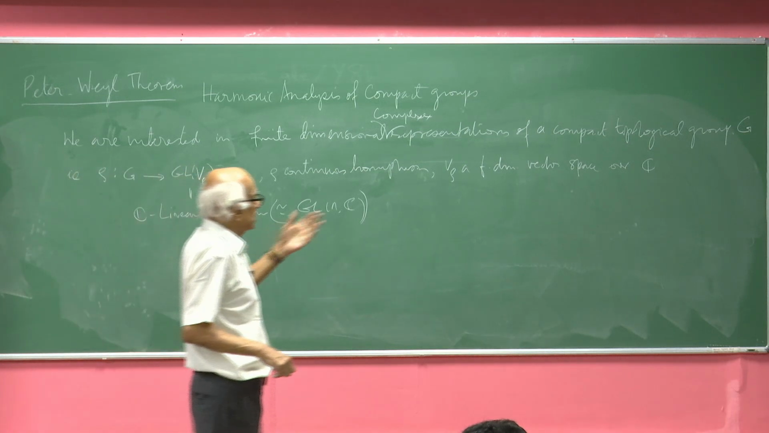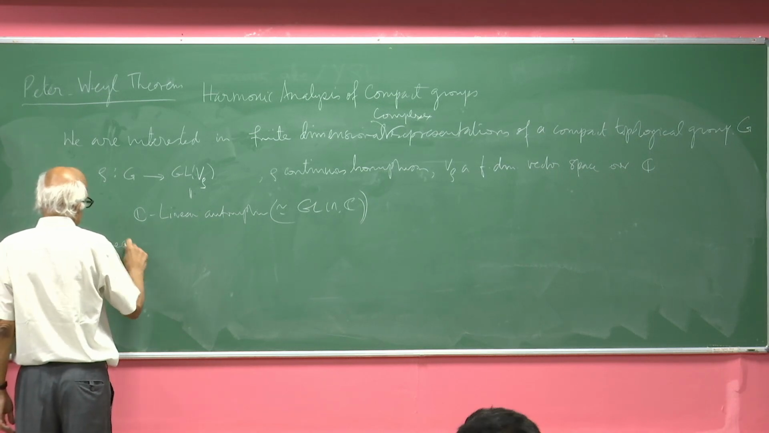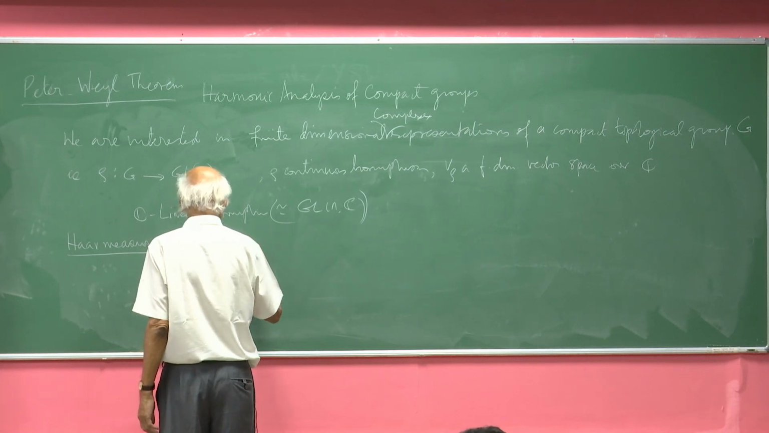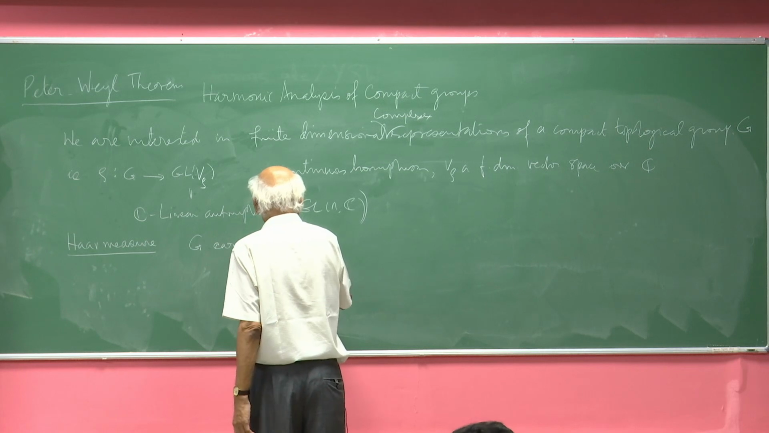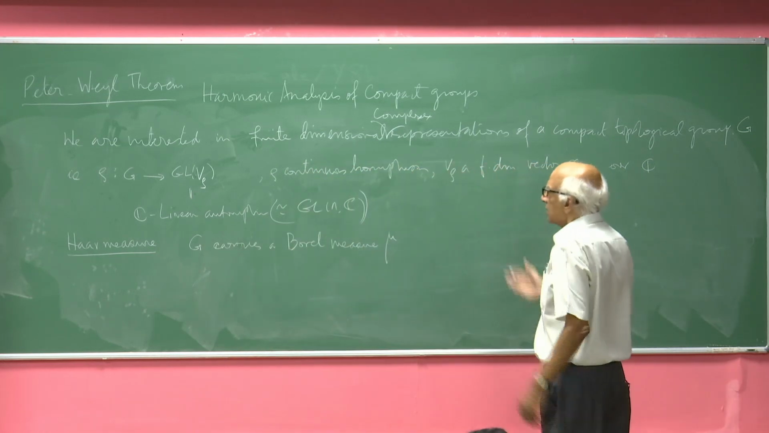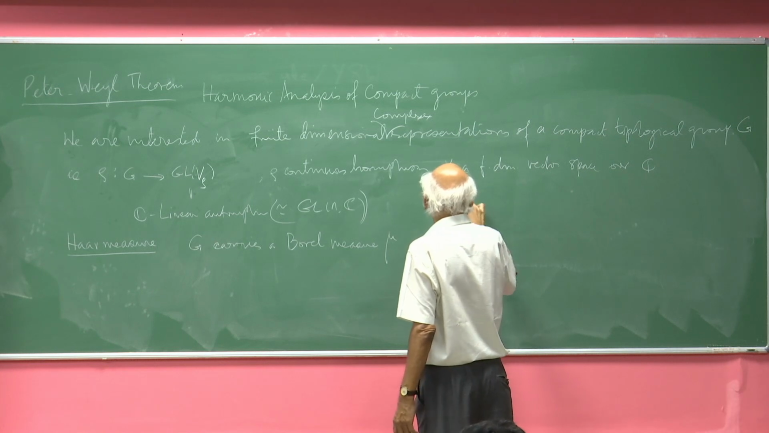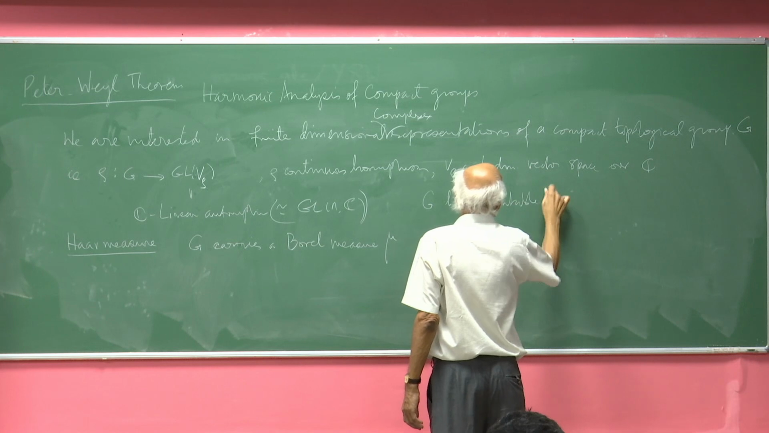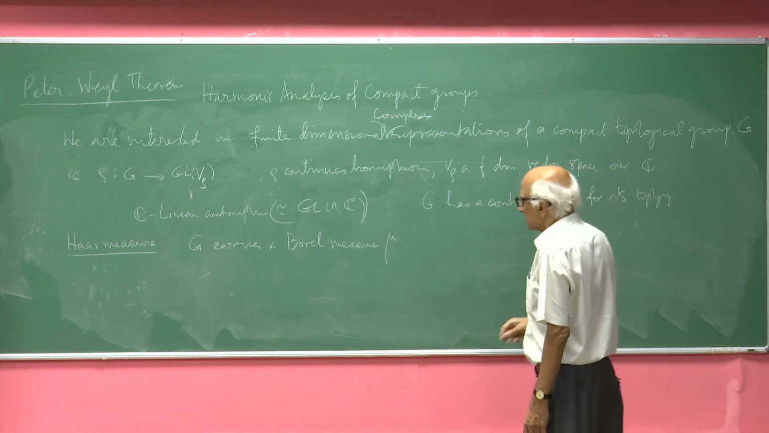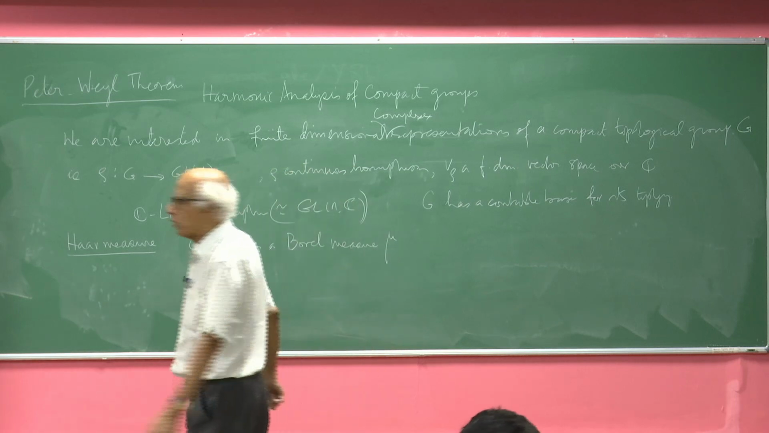And an important tool for studying representations of compact groups is Haar measure. G, it is known, carries a Borel measure. Well, to avoid unnecessary complications, we will always assume that G has a countable base for its topology. You don't have to make this assumption, but if you drop it, every time you will have to say something more, which is a bit of a nuisance, which is why I am avoiding it.